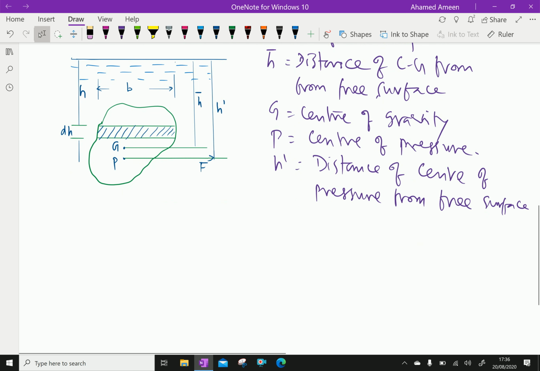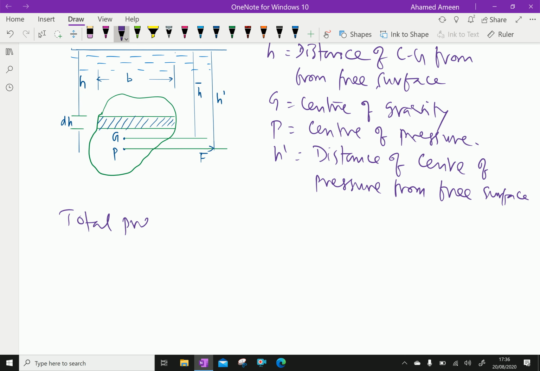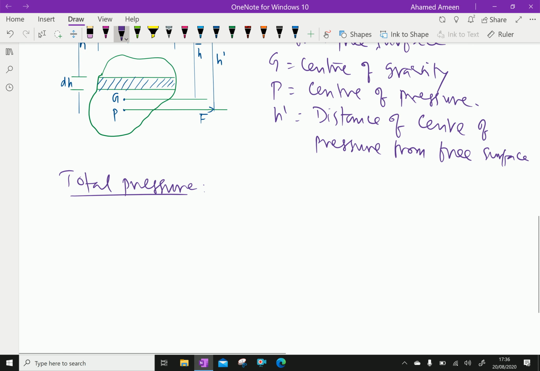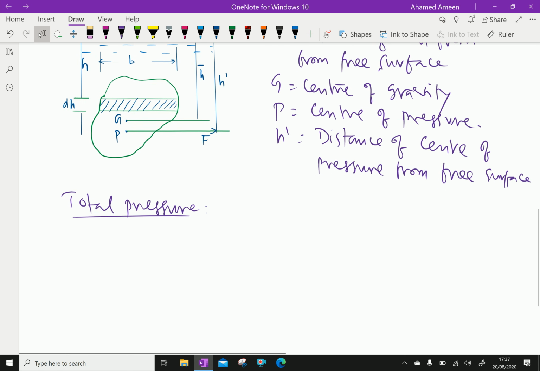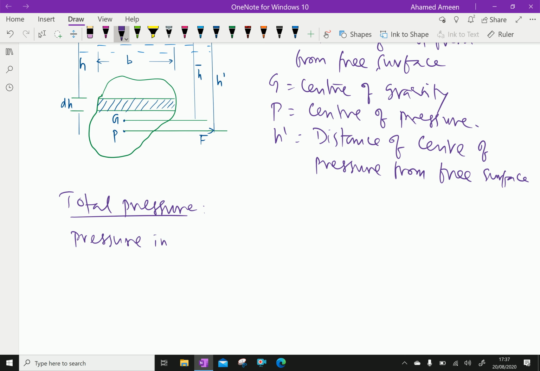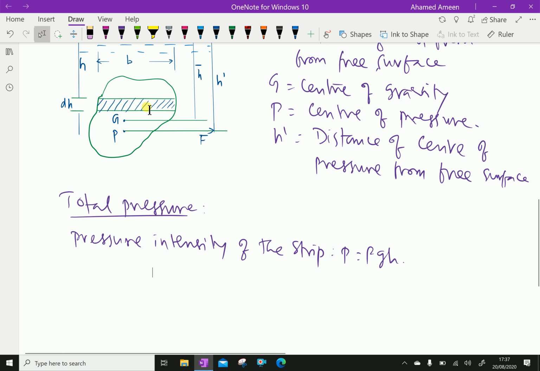Now first we'll calculate the total pressure. Here consider a small strip of width dh, and width is b. Now consider the pressure intensity on the strip. Pressure intensity of the strip, P equals rho g h. Rho is the density of the liquid in which the plate is immersed, g is gravity, and h is the depth.